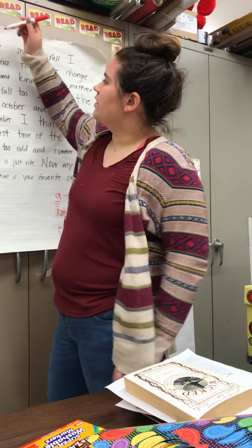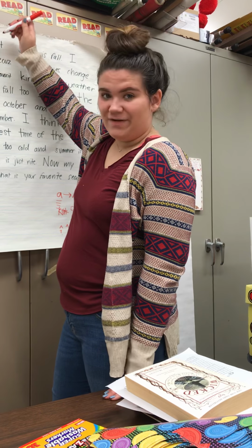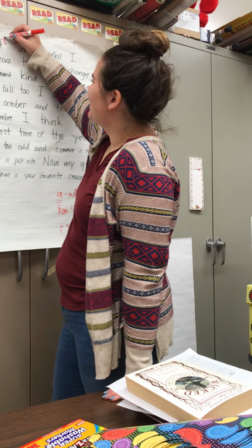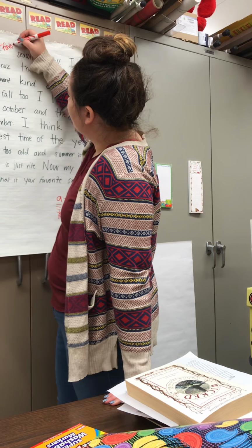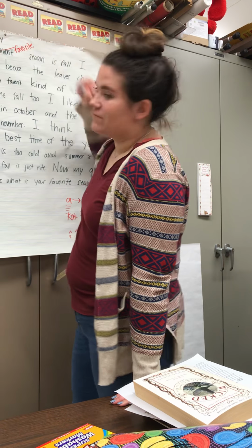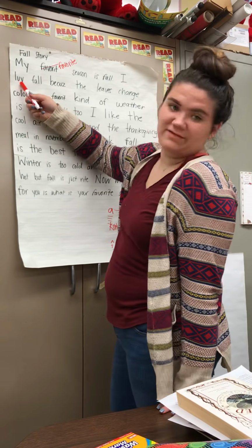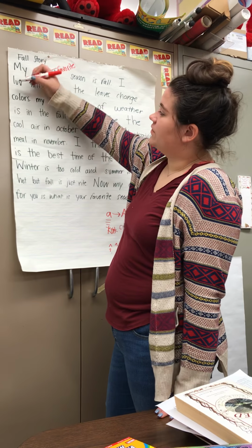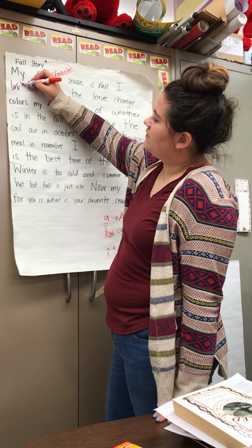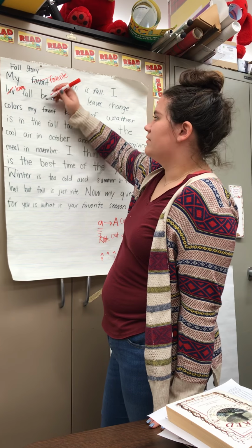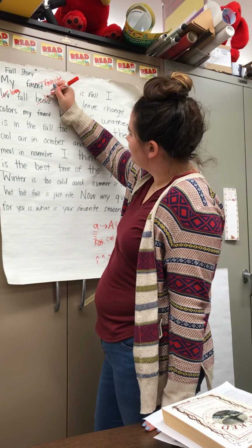Alright, so let's go through our first one. Favorite. Is that spelled right? No. So we're going to cross it out and write favorite next to it. Let's keep looking. Love. Love is not spelled right. So what do we do? Cross it out. Right next to it. Let's see what else. Because not spelled right. Cross it out.